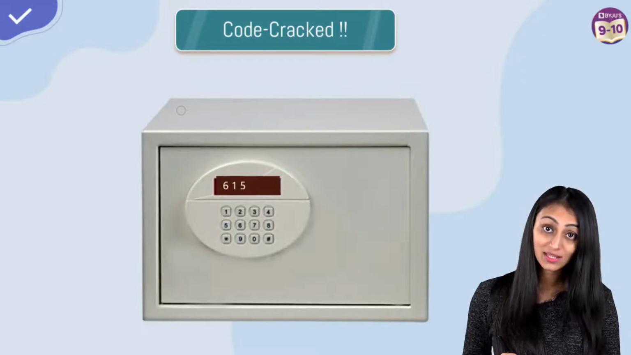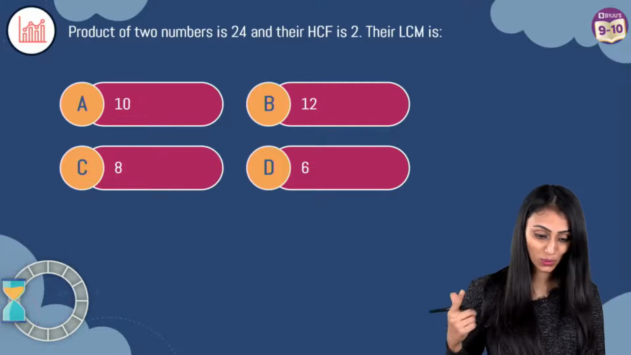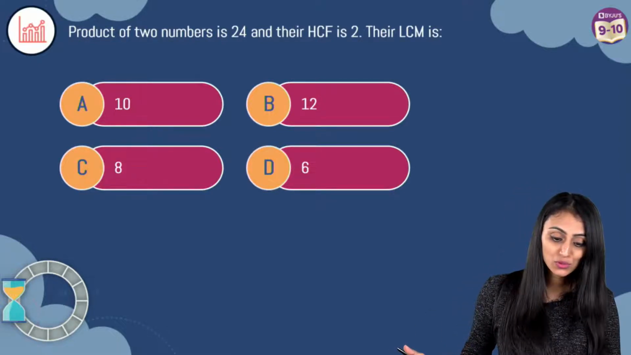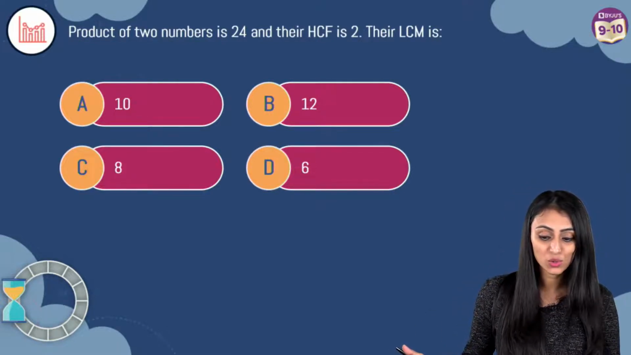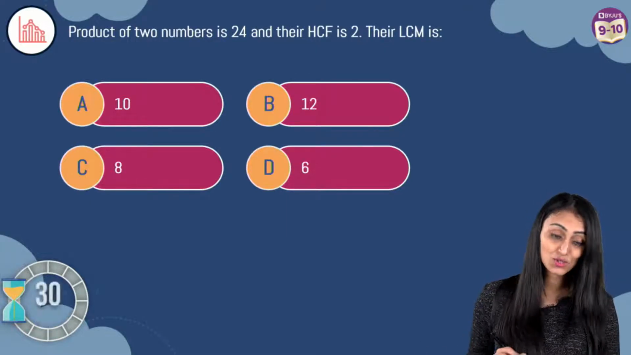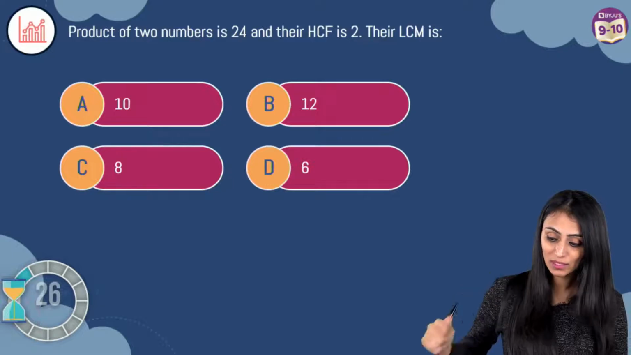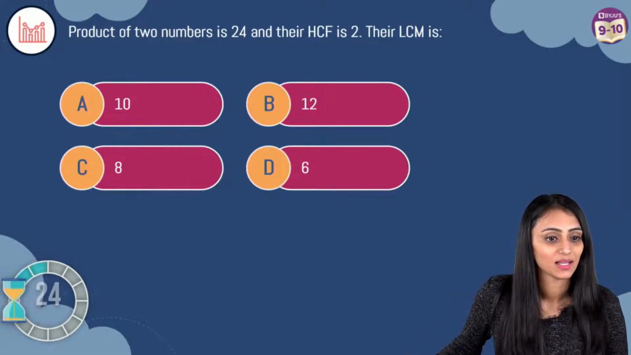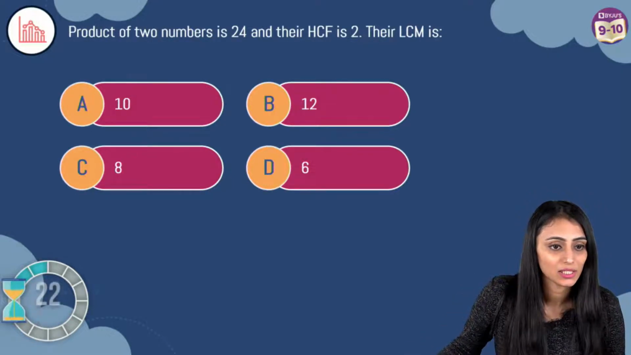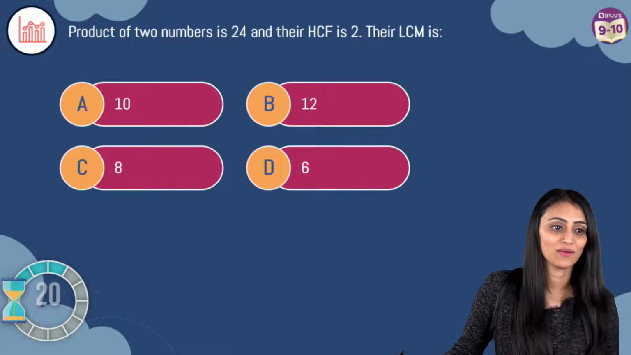Alright, so now there is another question that you have to try on your own. Let's see what it is. The product of two numbers is 24 and their HCF is 2, their LCM is. I'm giving you 30 seconds to solve this question. Quickly, you have 4 options over here on the screen. Tell me what the right option is. Vamangi Nayak, Adarsh, Hemlata, this is clear to everyone. Great.